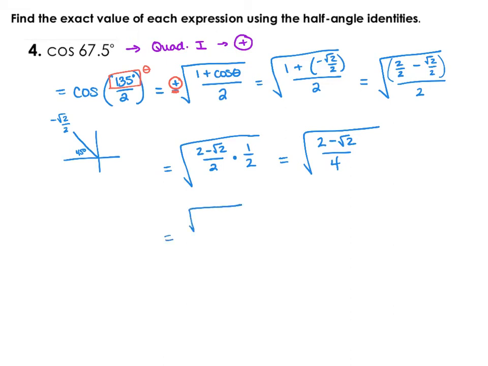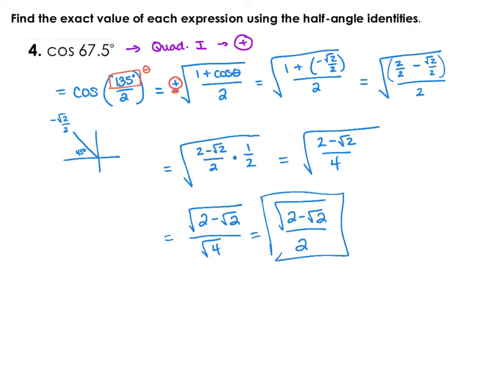So now I have the square root of 2 minus the square root of 2. Yes, we have two square roots in the numerator. That's okay. It looks weird, but it's okay. Over the square root of 4. Well, we know what the square root of 4 is, so we can simplify this further to the square root of 2 minus the square root of 2, all over 2. And that is going to be your final answer.